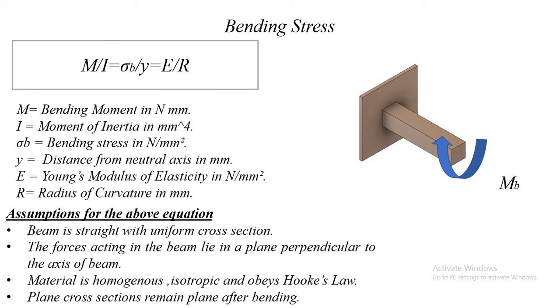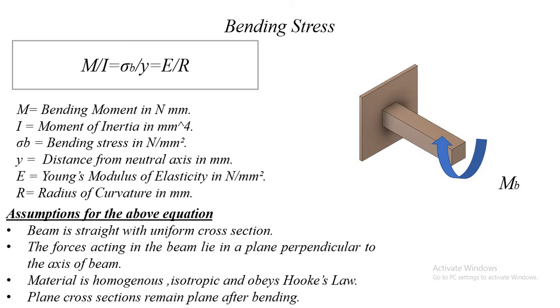Bending stress. Here is the governing equation for calculating bending stress. It is given by M by I is equals to sigma b by y is equals to E by R, where M is the bending moment in Newton mm, I is the moment of inertia in mm raised to 4, sigma b is the bending stress in Newton per mm square, y is the distance of the neutral axis in mm, E is the Young's modulus of elasticity in Newton per mm square. Young's modulus of elasticity for steel is 2.1 into 10 raised to 5 megapascal and for aluminium is 71,000 megapascal. R is the radius of curvature in mm.